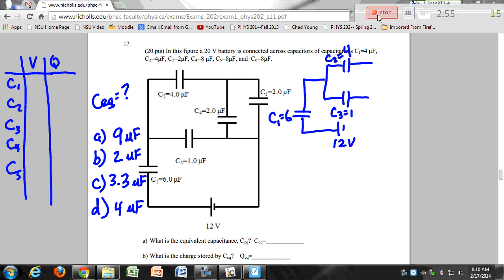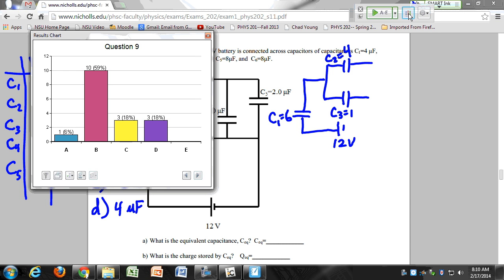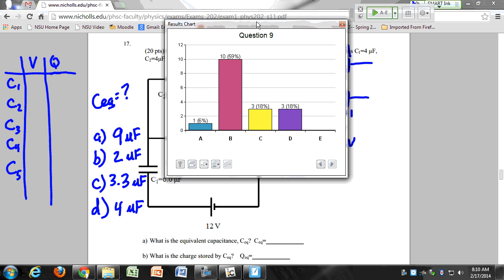I'm going to stop this at about 3:05, 10 more seconds. So if you don't know the equivalent capacitance, just go ahead and click in guess. 5 more seconds. Got everybody. All right, B. That's right.